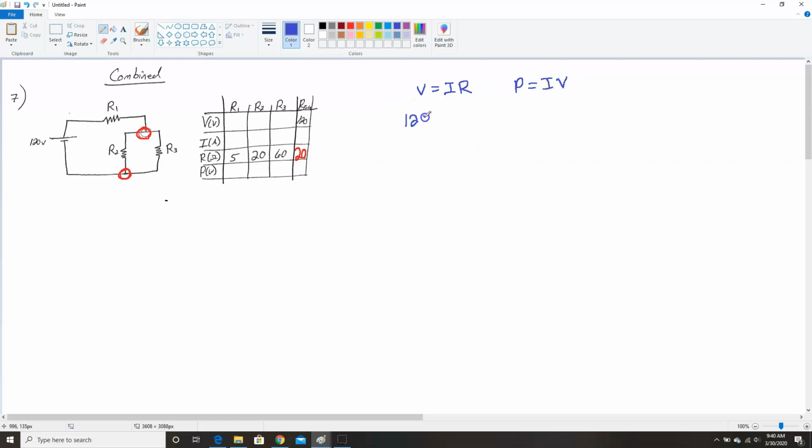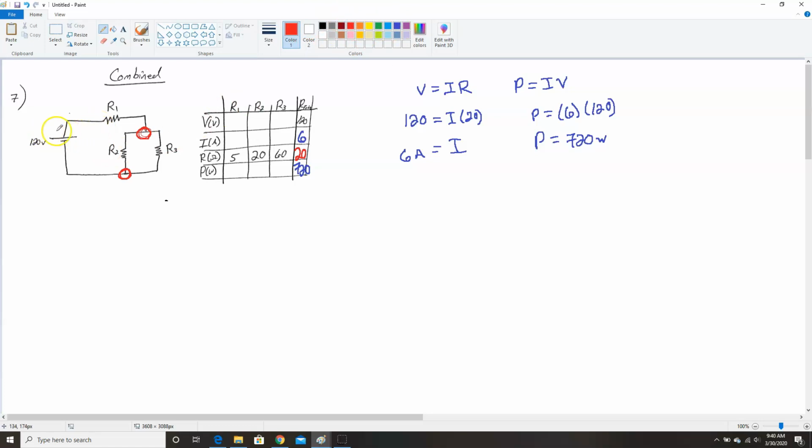First one, 120 equals I times 20. So I will be 6 amps. And then P equals IV. So P equals the 6 amps I just solved, times 120 volts. That's 720 watts. All right. Current.